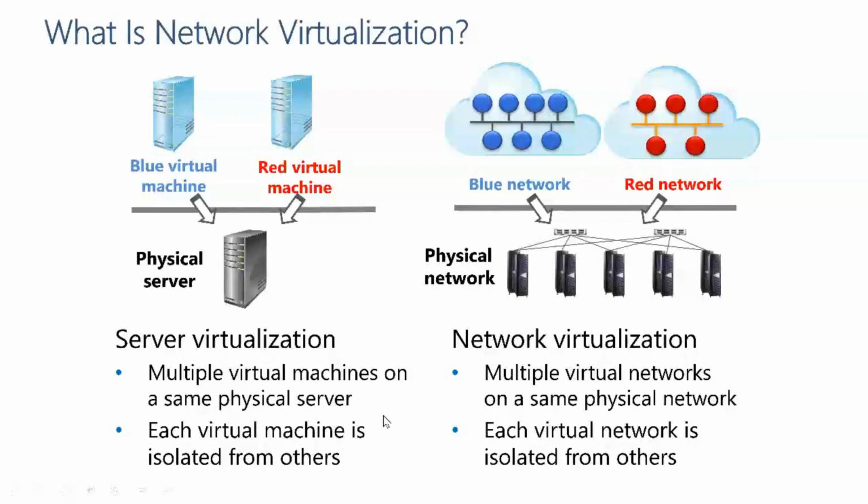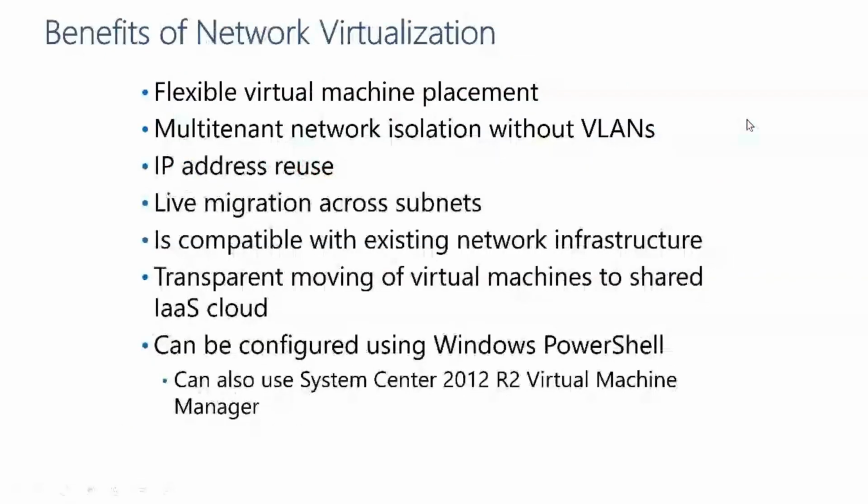With server virtualization, multiple virtual machines run on the same server. Each virtual machine is isolated from the others. That's all we need to do. With network virtualization, multiple virtual networks run on the same physical network. Each network needs to be isolated from each other. Okay, that's what you expect. That's what these customers expect. So how do we do it?